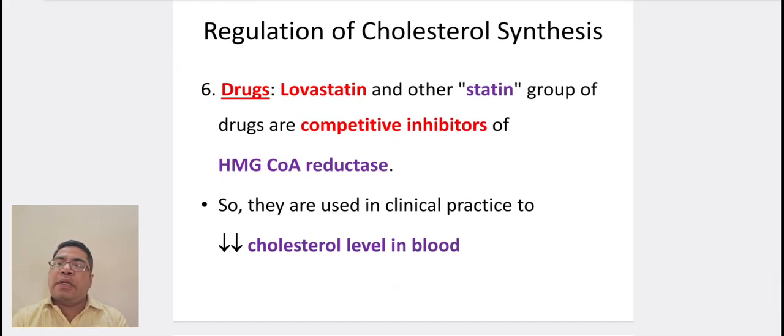The sixth regulator is drugs. Lovastatin and other statin groups of drugs are competitive inhibitors of HMG-CoA reductase. So they are used in clinical practice to decrease cholesterol blood level.